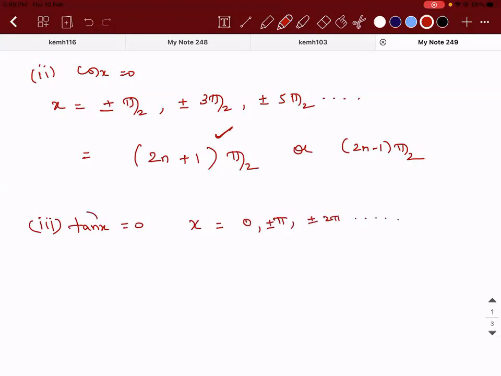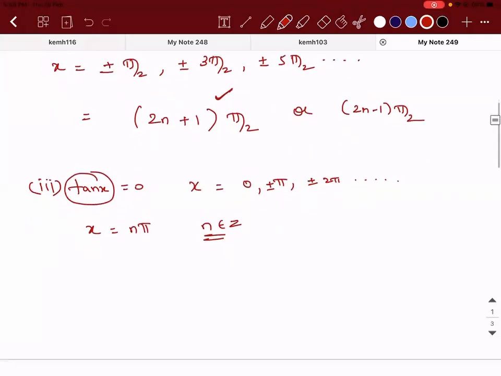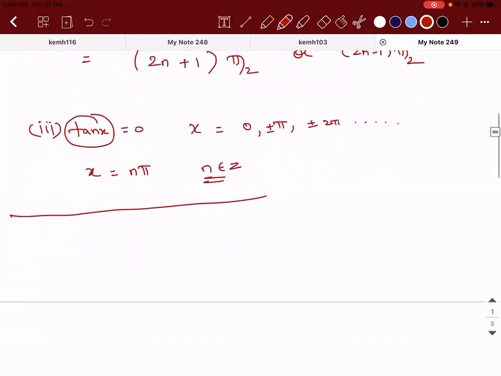X will be 0, plus or minus pi, plus or minus 2 pi, and it keeps on going, because tan x equal to 0 should have the same solution as sin x equal to 0. Then what will be the value? X will be equal to n pi, where here also n belongs to Z. In all the cases, n belongs to the integer set. These three are very simple, and I'm sure you would have already known this logic. Now comes an important question.